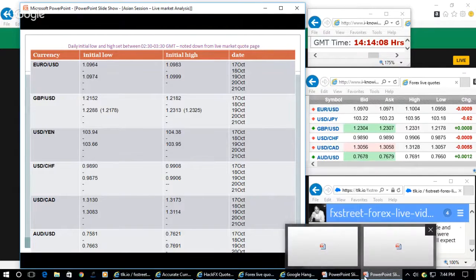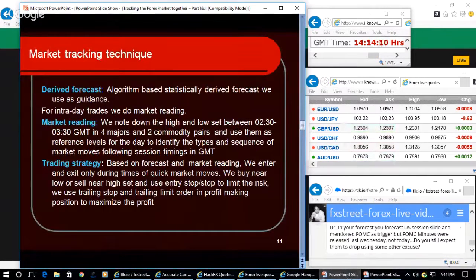Now we will take up. As I explained, the derived forecast is one. Then afterwards we do the market reading in the 4 majors and 2 commodity pairs. In the market reading, we note down the initial lows and highs around 3:30 GMT and compare them to the rest of the times of the day during the 3 sessions to find out what sort of moves they are trying to make.